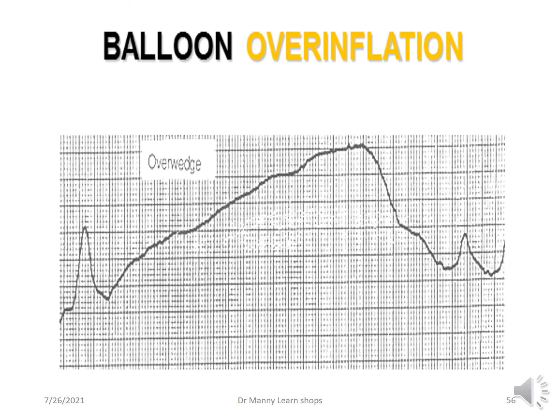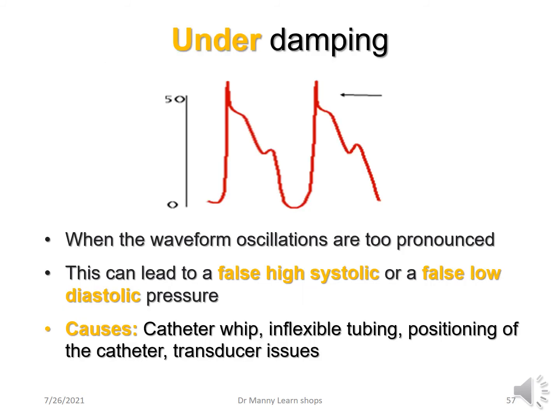Balloon overinflation, which means you've over-wedged it, which happens in the pulmonary artery. The balloon actually is in such a tight position, it herniates over the tip of the distal port and can cause this to happen. You've got underdamping, when the waveform oscillations are too pronounced, and this can lead to a false high systolic or a false low diastolic. Causes, as previously mentioned with other monitoring systems, are catheter whip, inflexible tubing, positioning of the catheter, or transducer issues.